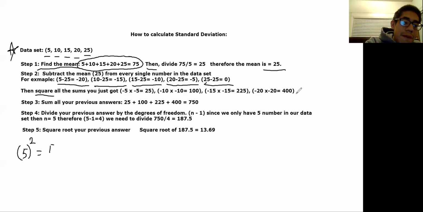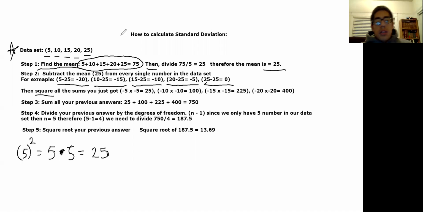So that's going to be 5 times 5 equals 25. So that's really what's going on here.